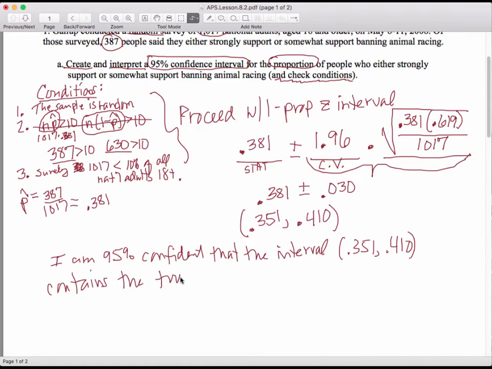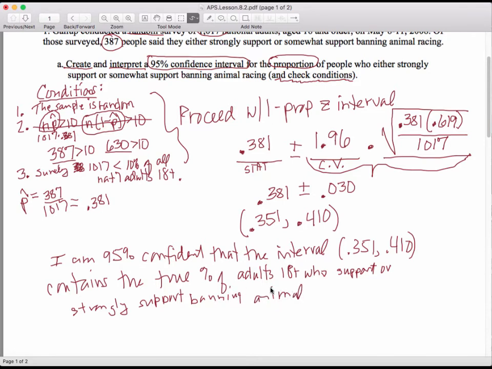the true, and here's where it gets a little long, the true percent of adults 18 and over who support or strongly support banning animal racing. Can't believe how messy my writing is, but this tool I have is not the greatest.